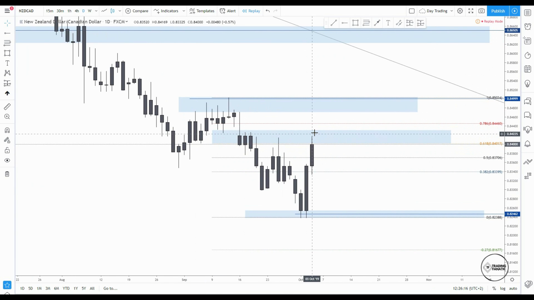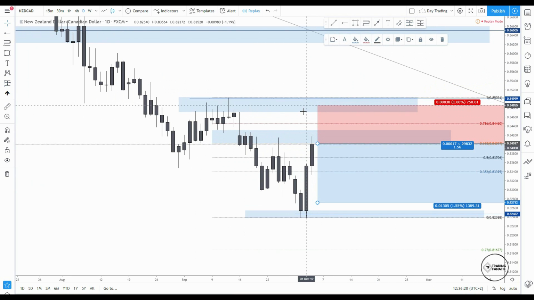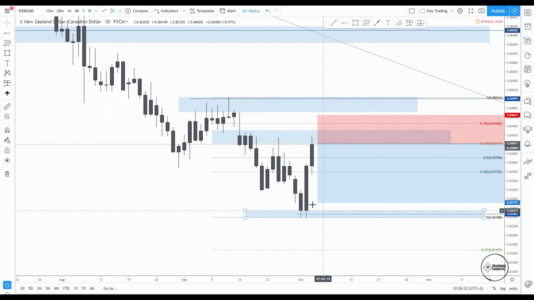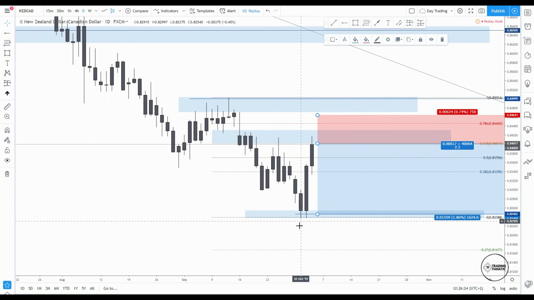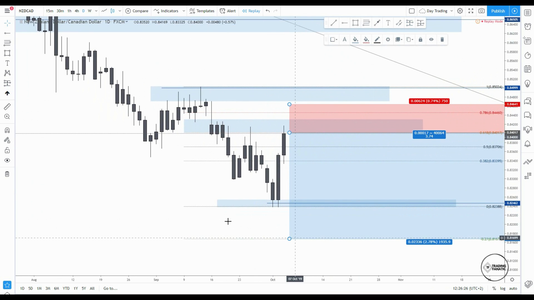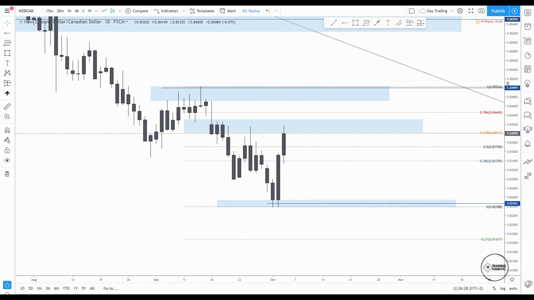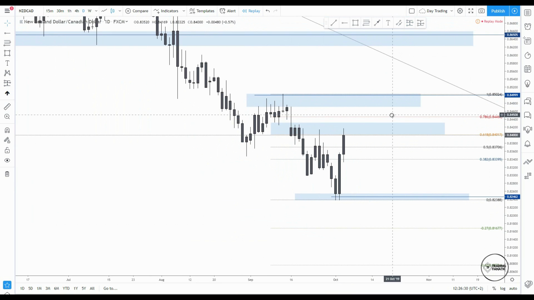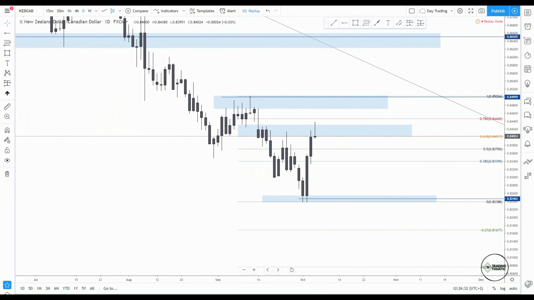We can immediately enter a position if you're an aggressive trader, with stop loss probably above the 78.6. Your first target is the swing low and then you start targeting the lower ones. But if you're like me, more conservative, you start waiting for more confirmation.